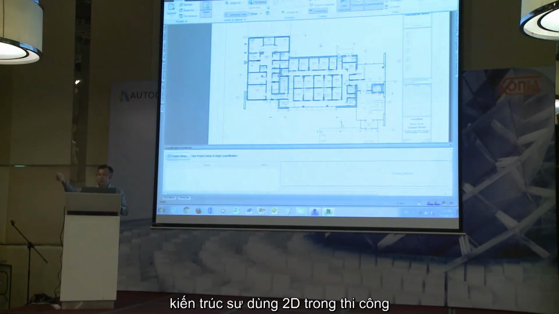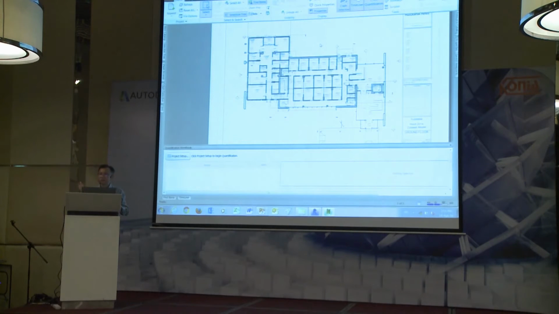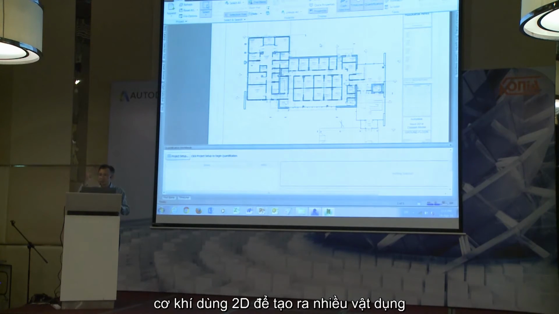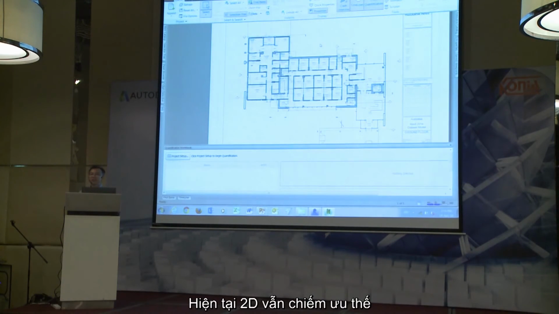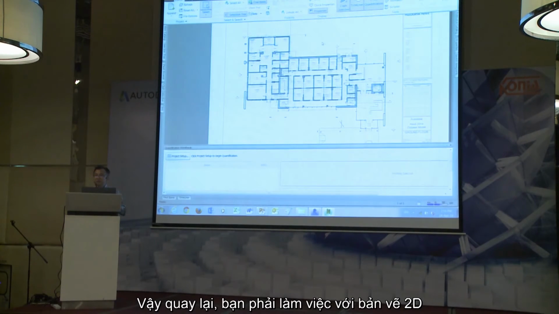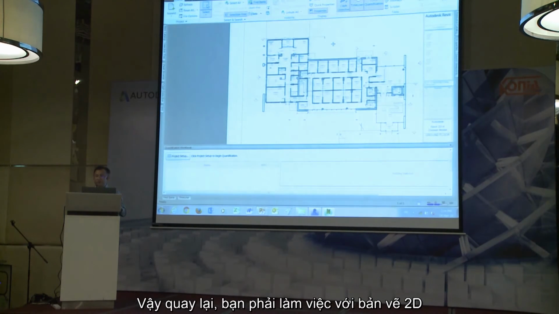Like AEC goes to 2D for the construction, right? Mechanical also goes to 2D for creating the thing. Even film production, multimedia, they also go to 2D at the end. When they show it to you, it's all 2D. They create the giant something in 3D, but at the end, 2D. So 2D still rules the world at the moment. Alright. So when you go back, you have to work with the 2D drawing.